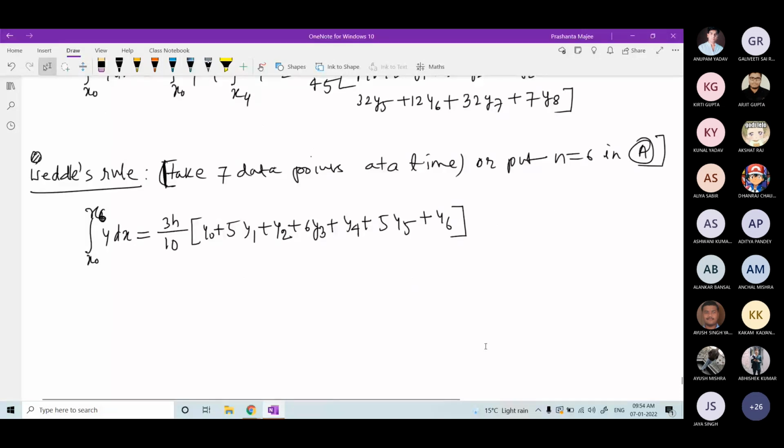Any doubt? Any doubt regarding numerical integration? Does anyone have any doubt? Okay, no response, so I'll take it as positive. No doubt is there.